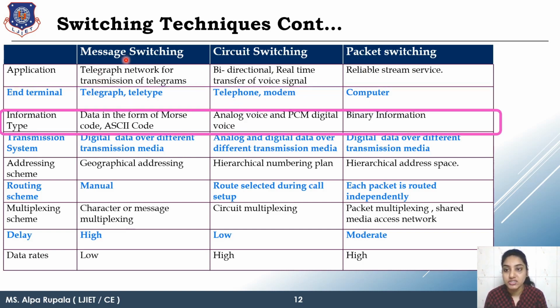Message switching sends your data in the form of Morse code. Circuit switching sends analog voice or PCM, digital voice. What is PCM? That is pulse code modulation. We will learn this technique in detail in the modulation topic. And in packet switching, binary information is stored, and the data is sent in the form of binary information.